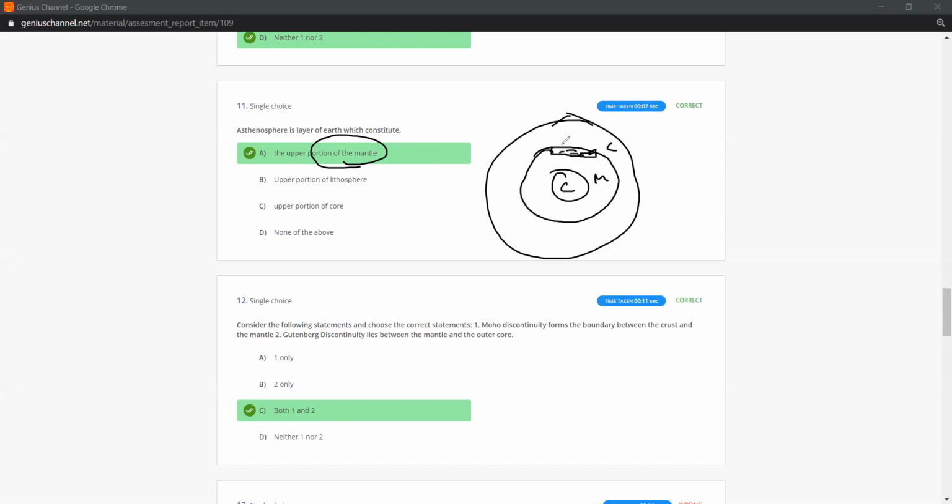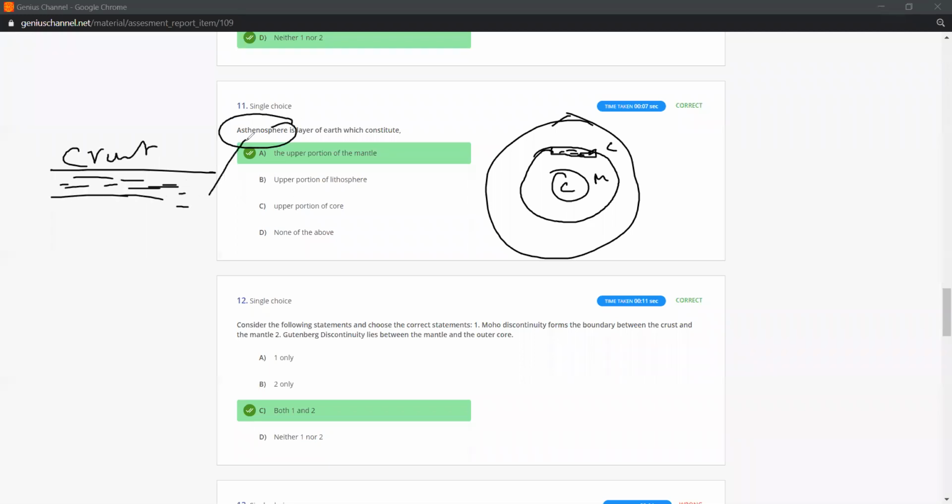Coming here, the upper portion. If this is the crust, below the crust you've got a magma chamber. The asthenosphere basically has a lot of magma. This magma will come out, and that is how volcanoes come about. So the upper mantle is the answer. It is not a part of the crust, and it is not a part of the core either.